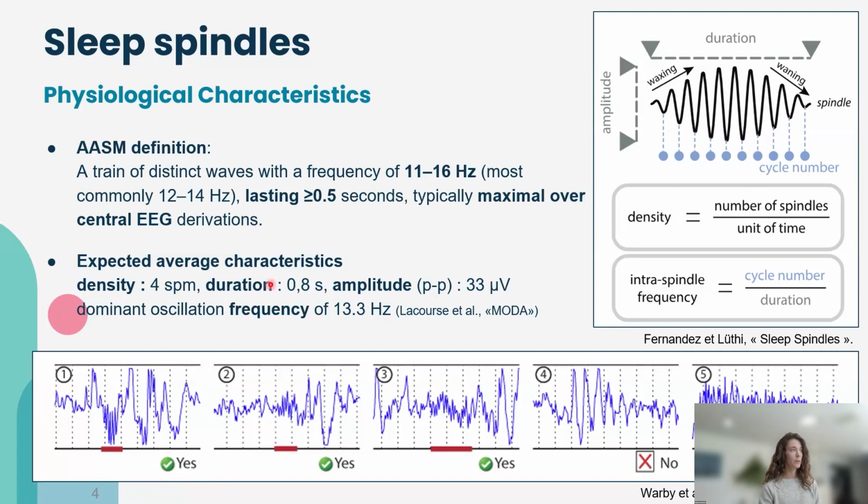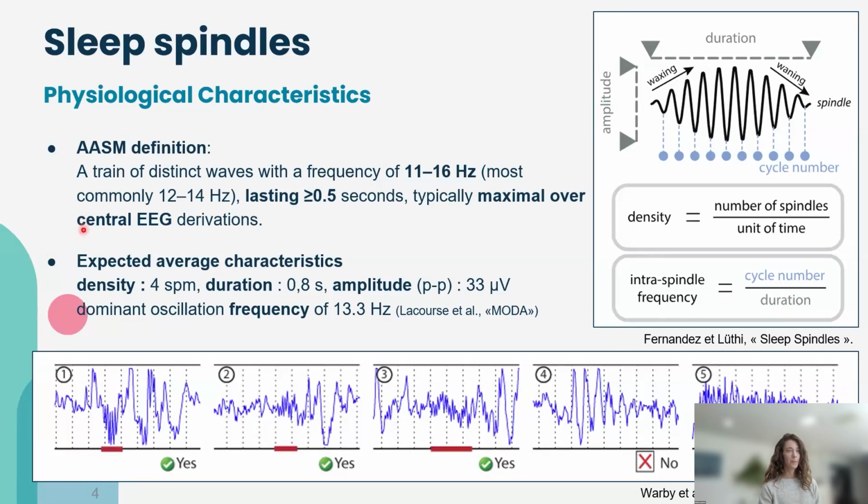Lower here, we can see 5 mini epochs of 5 seconds. The first 3 include a spindle aligned with the red line, while the last 2 do not. The spindle frequency generally refers to the internal frequency of the spindle, for example, counting the number of cycles over its duration. One of the most commonly used features is the spindle density, defined as the number of spindles per minute.